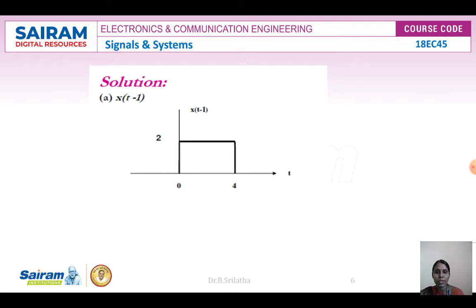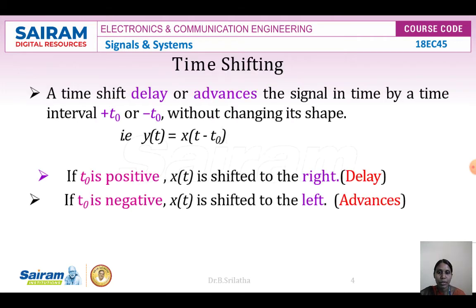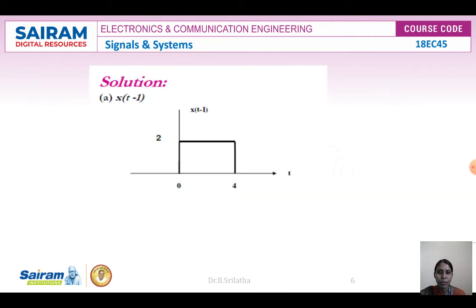The amplitude and everything else stay the same. The original signal amplitude is 2, so after shifting the amplitude is also 2. We only shift along the time axis based on the shift. Here they gave us 1, so we shifted one step to the right side.